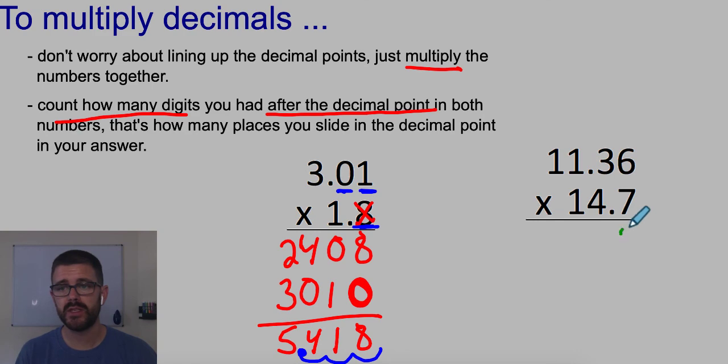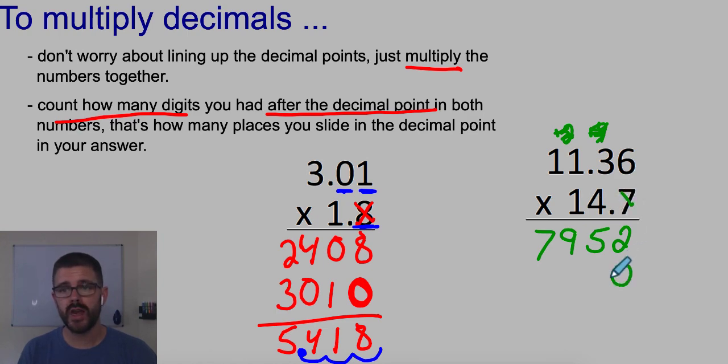7 times 6 is 42. 7 times 3 is 21, plus 4 is 25. Carry the 2. 7 times 1 is 7, plus 2 is 9. 7 times 1 is 7. So I'm done multiplying with the 7. I'm going to move over to the 4.